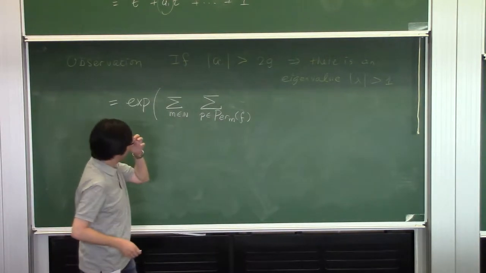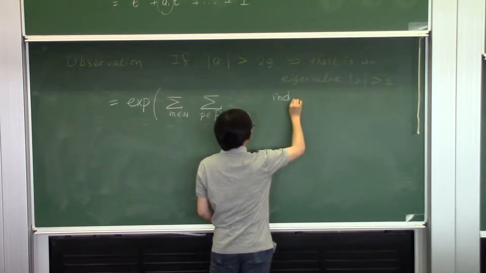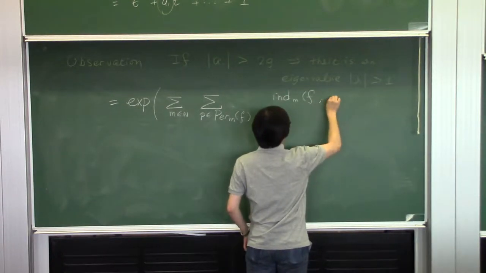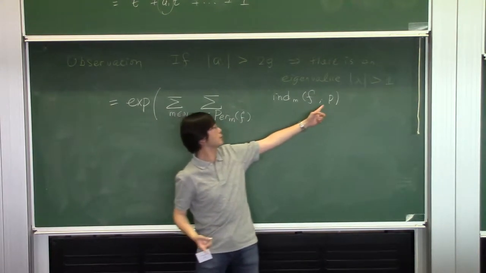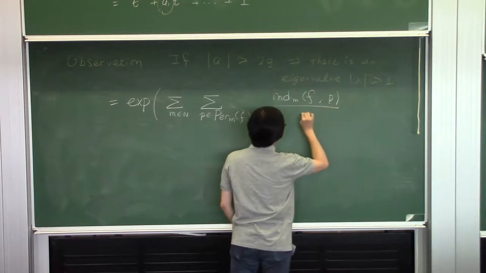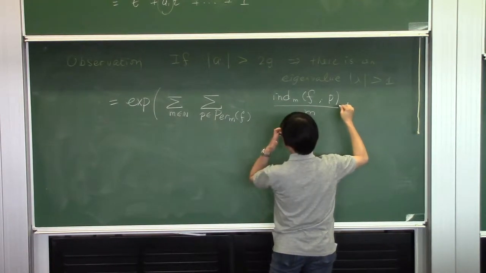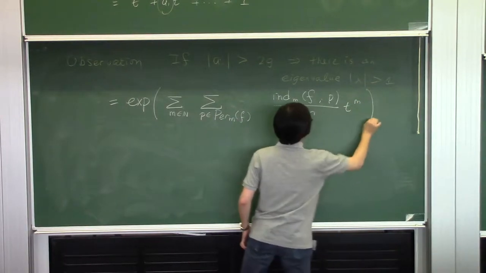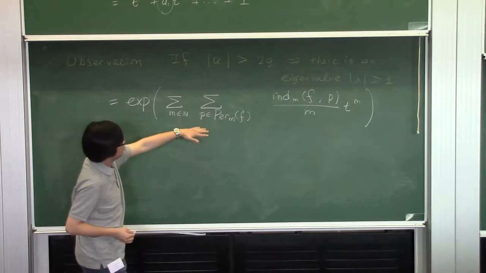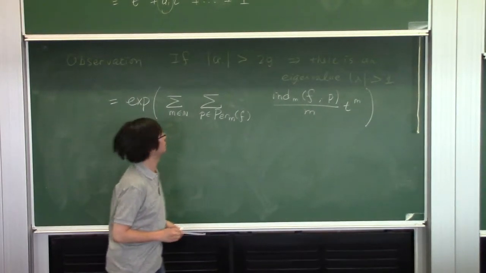So what you get here is some quantity. This is a fixed point index for the point P. Since P is a periodic point, it's not a fixed point for F, but it's a fixed point for F to the n. So this is a fixed point index divided by n, times t to the m. You get some expression like this, and this is sometimes called the left shift. Here exp means exponentiate.